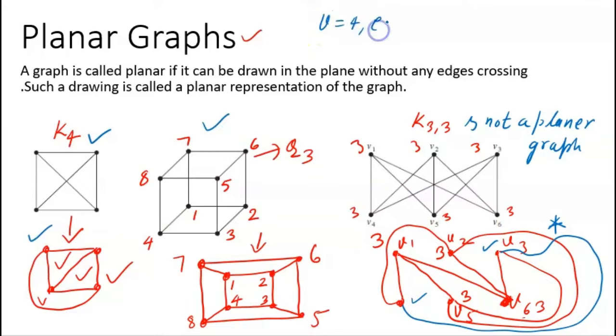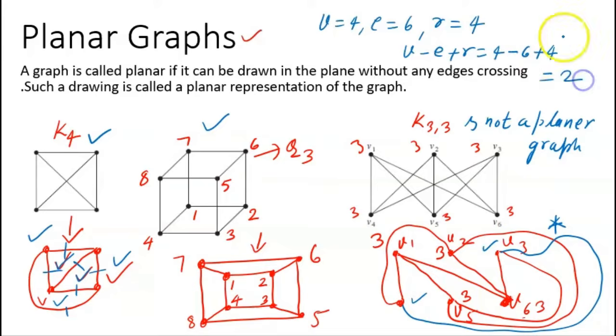How many edges are there? The number of edges is equal to 6. You can count them: 1, 2, 3, 4, 5, 6. So 6 edges are there. And how many regions are there? So this is one region, region 1, region 2, region 3, and region 4. We already counted. So R is equal to 4. So what is V minus E plus R? V is equal to 4, minus E 6, plus R 4. So that is equal to 2. So this is true for the planar representation.